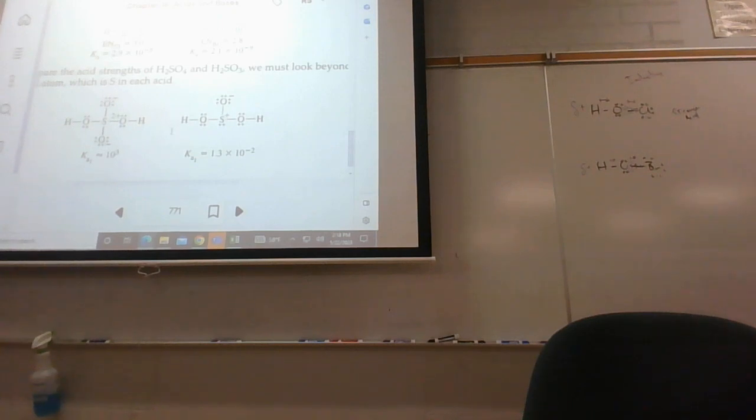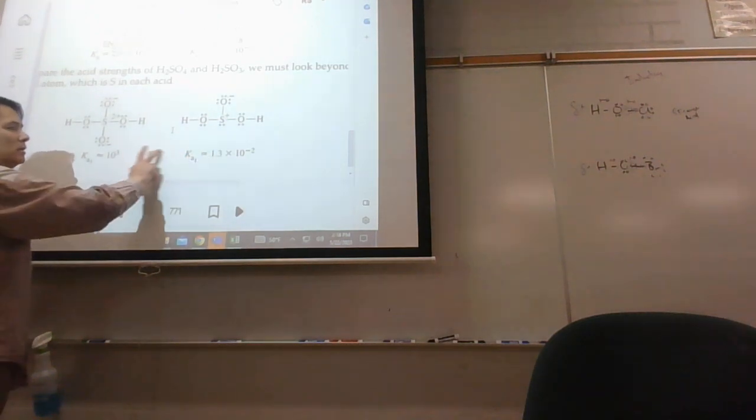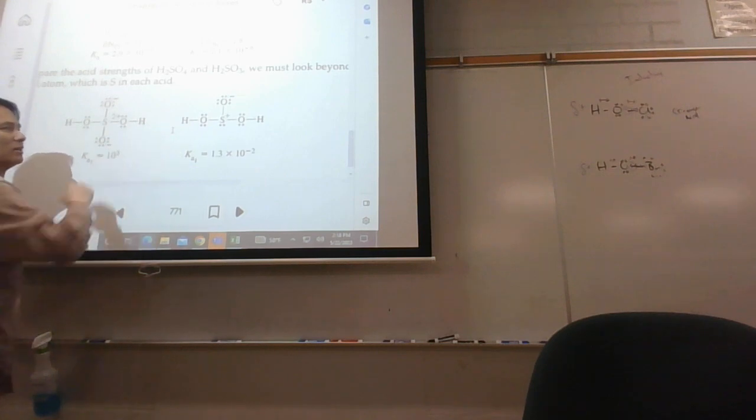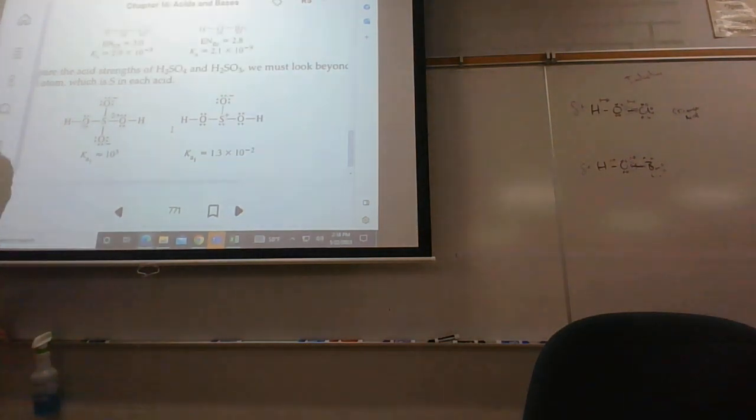Which one's the stronger acid, H2SO4 or H2SO3? Sulfuric versus sulfurous. Sulfuric is 100,000 times stronger. This goes by powers of 10, with 5 orders of magnitude, 100,000 times stronger. Okay, so tell me why.